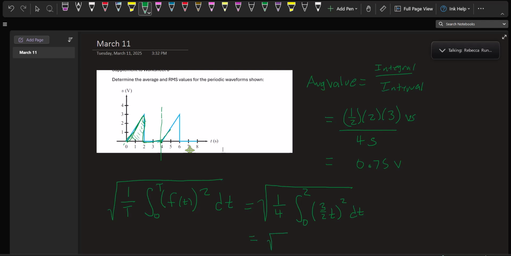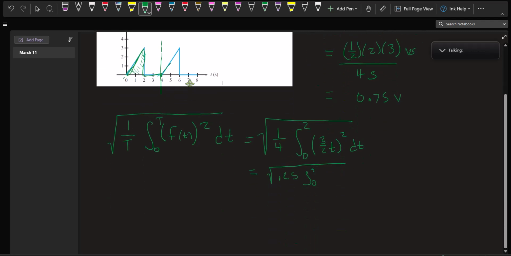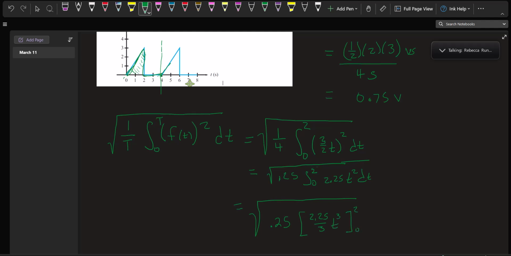So then this is the square root of 0.25 times the integral from 0 to 2 of 1.5 squared, which is 2.25, t squared dt, or the square root of 0.25 times 2.25 over 3 t cubed from 0 to 2.